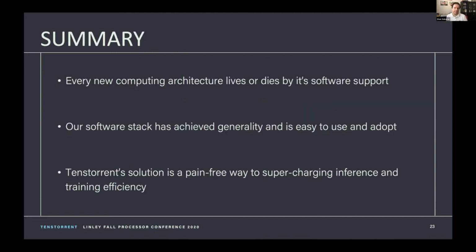So to conclude, everybody knows that new computer architectures are not going to work without great software support. I think we reached a point where we do have that great support. We've achieved generality where we can run almost anything that you throw at it at high performance. And our setup is very pain-free and easy to use. So if you swap in the solutions that you have now with ours, you're going to supercharge your inference and soon training workloads as well.